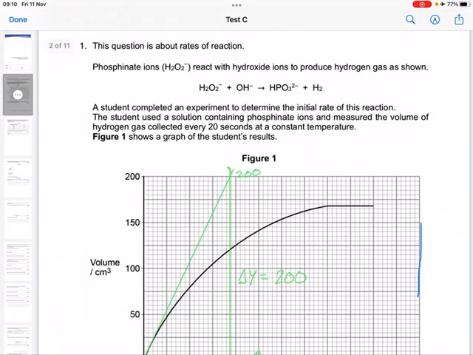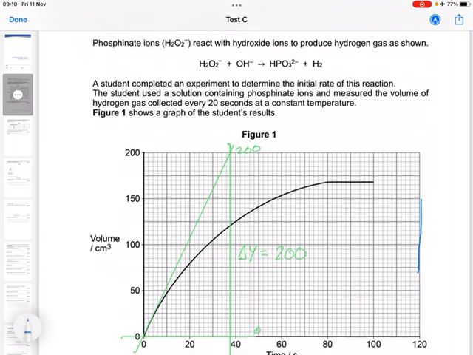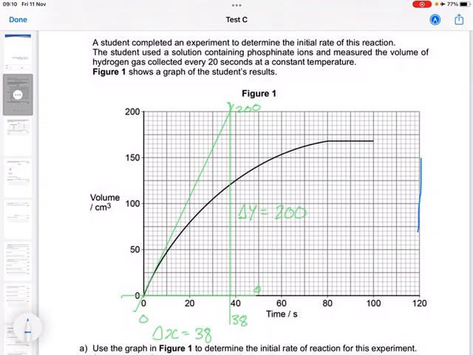Okay, this question is about rates of reaction. This phosphonate ion reacts with hydroxide ions, producing hydrogen gas as shown. A student completes an experiment to determine the initial rate of this reaction. The student used a solution containing phosphonate ions and measured the volume of hydrogen gas collected every 20 seconds at a constant temperature. The following graph shows the student's results.